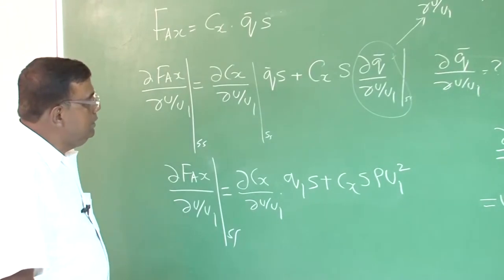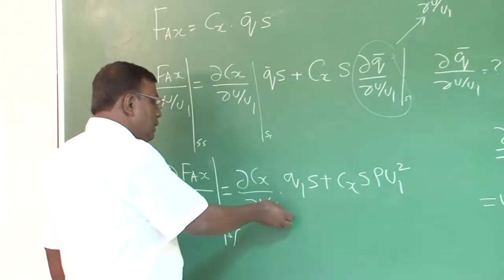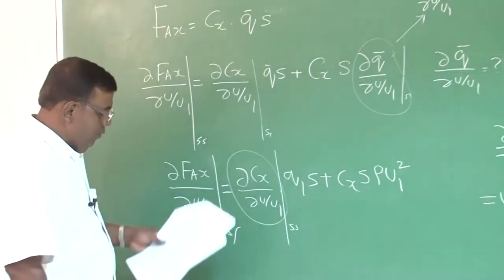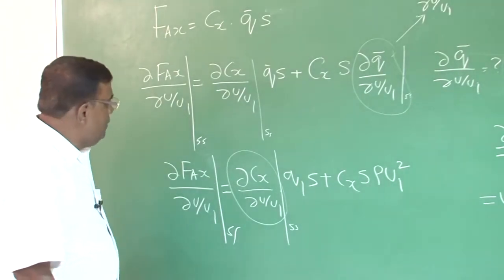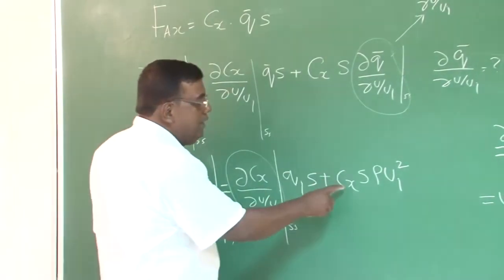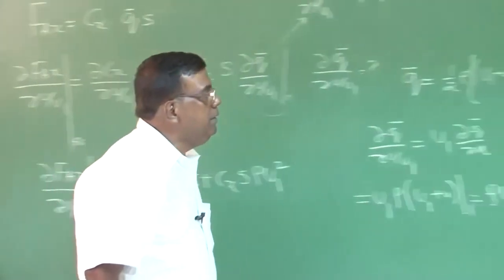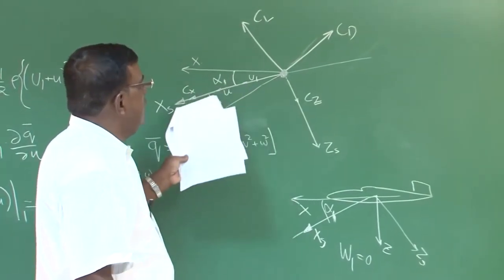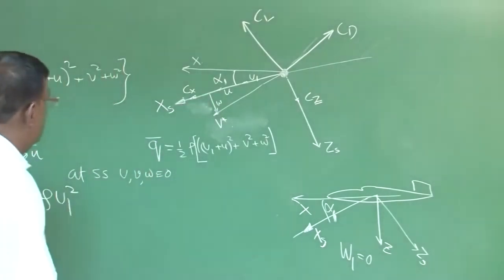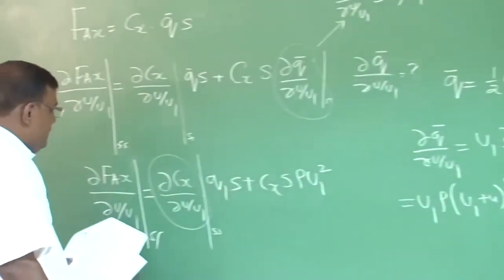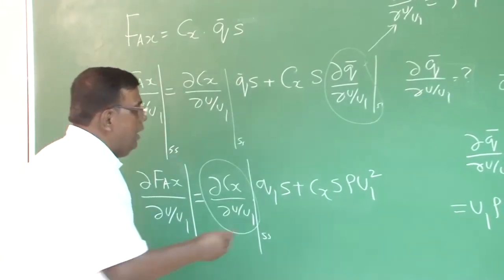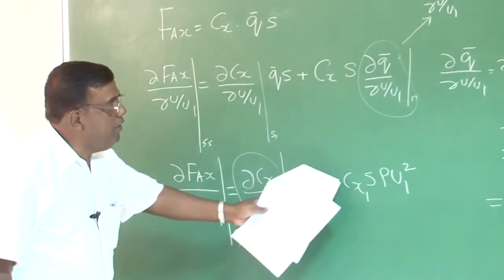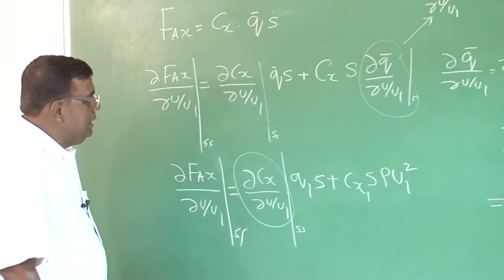Now the question comes, can I find an expression for dCX by du by u1? That is the question. And then also, since I am evaluating at steady state, what is the CX? CX is a component which is coming because of drag, lift, etc. All the force resolved along the x direction. But once I say evaluate at steady state, meaning at a condition 1, the CX has to be at a condition 1. So CX is evaluated at steady state. That is the understanding. Right?